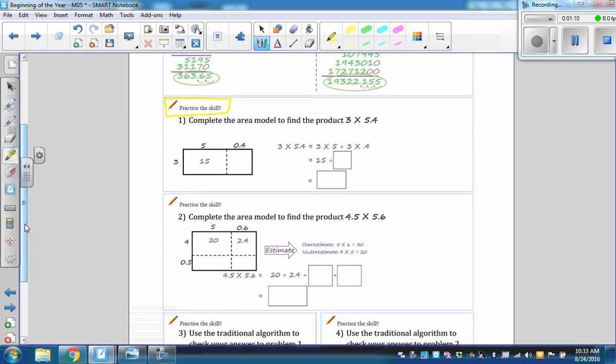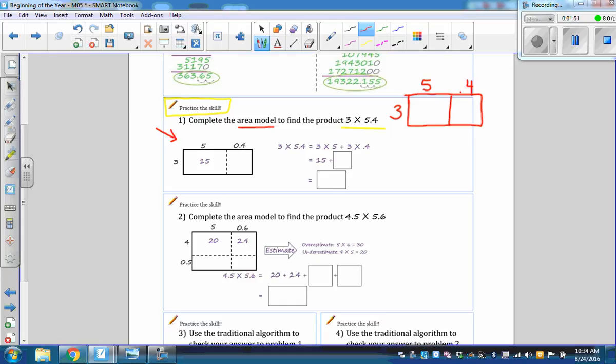In this practice your skill, we're completing the area model to find the product of 3 times 5 and 4/10. As you can see to the left, there's a model set up, but just in case you're not clear where that came from, I'm going to recreate that process. In this case, since we just have the whole number 3, we don't need to do any divisions of our rectangle. But for 5 and 4/10, we're going to put the ones place there and the 4/10 there. And that's what this diagram is showing you.